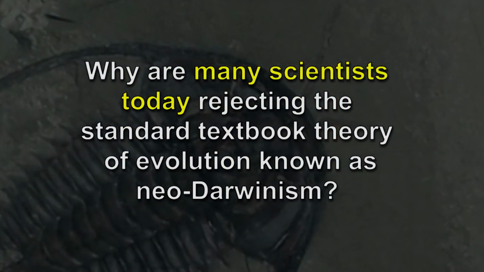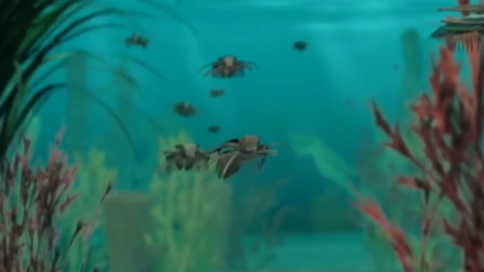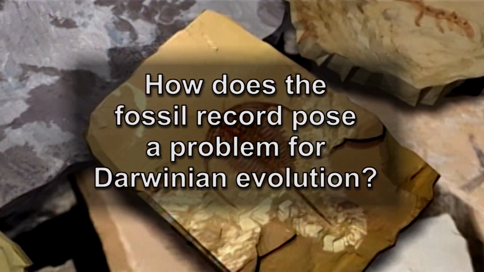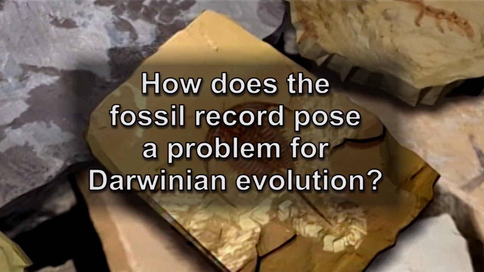Thanks for joining me. Our topic is, why are many scientists today rejecting the standard textbook theory of evolution, known as neo-Darwinism? And where did the problems with the contemporary evolutionary theory begin? And Dr. Meyer, I'm really glad that you're here, and I want to start this program by asking you to explain how the fossil record poses a problem for Darwinian evolution.